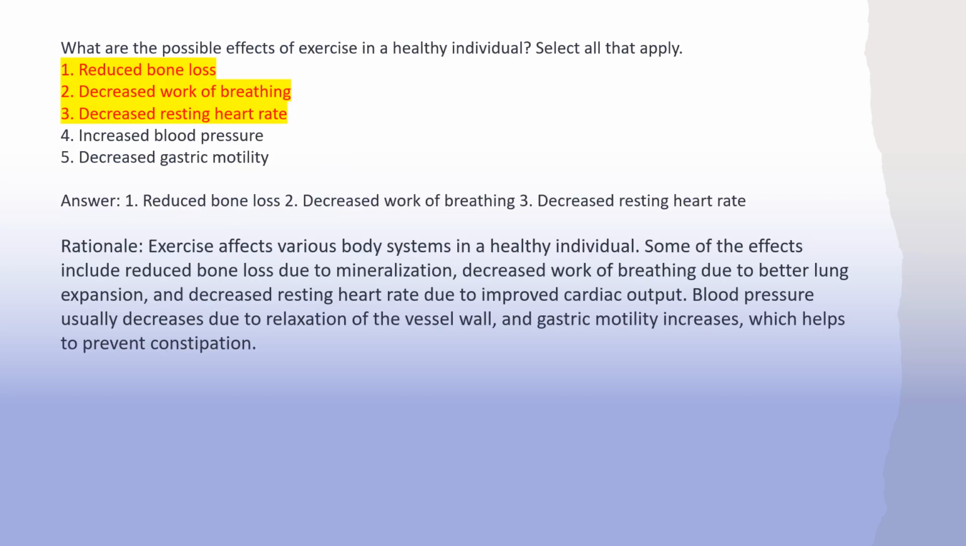Answer 1. Reduced bone loss. 2. Decreased work of breathing. 3. Decreased resting heart rate. Rationale: exercise affects various body systems in a healthy individual. Some of the effects include reduced bone loss due to mineralization, decreased work of breathing due to better lung expansion, and decreased resting heart rate due to improved cardiac output. Blood pressure usually decreases due to relaxation of the vessel wall, and gastric motility increases, which helps to prevent constipation.